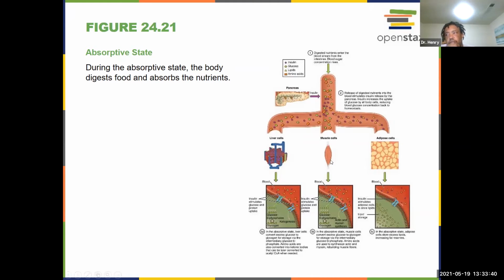The muscle cells are going to be told, hey, you need to absorb some of that glucose as well. So they're going to take up that glucose. Again, they're going to be storing it as glycogen. And then the amino acids are going to be used for synthesis of proteins. So you're going to be making actin and myosin, and those are going to be used to build your muscle fibers.